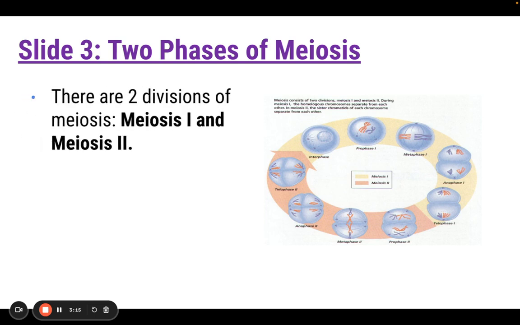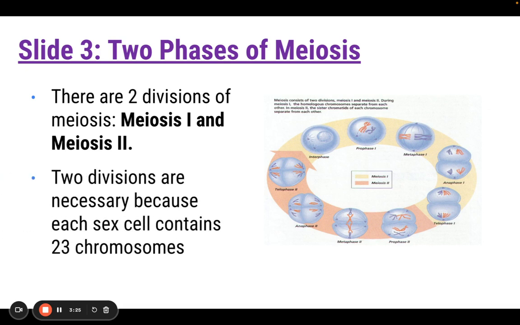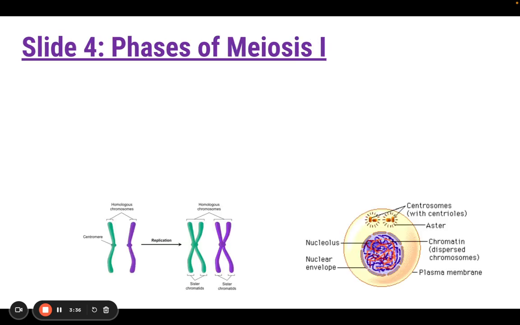Okay, in meiosis, there are 2 steps. There needs to be 2 divisions because we're ending up with 4 cells at the end. So the 2 phases are called meiosis 1 and meiosis 2. Another important reason is not just because we're making 4 cells, but because each cell contains half the number of chromosomes as the original parent cell.